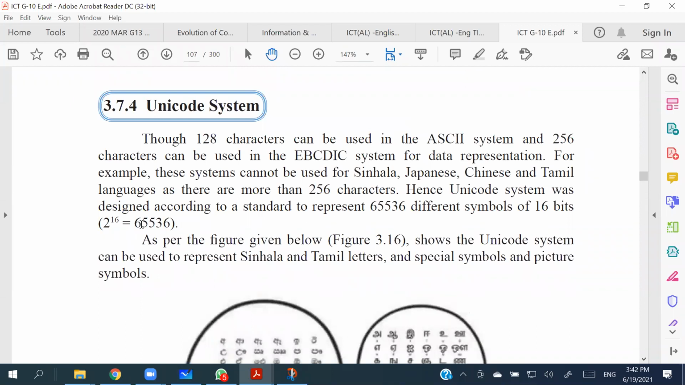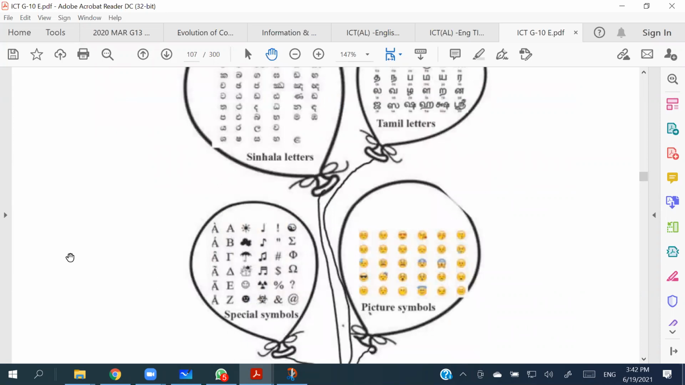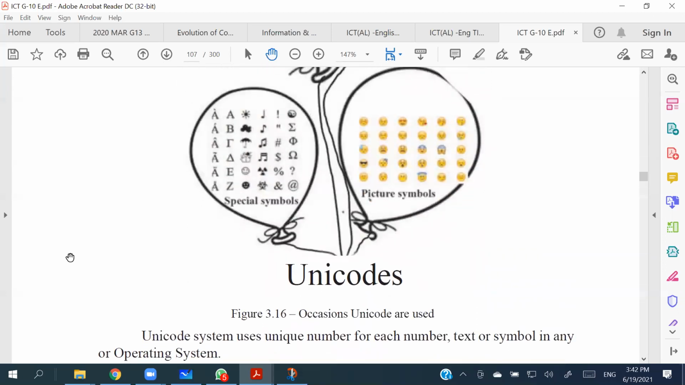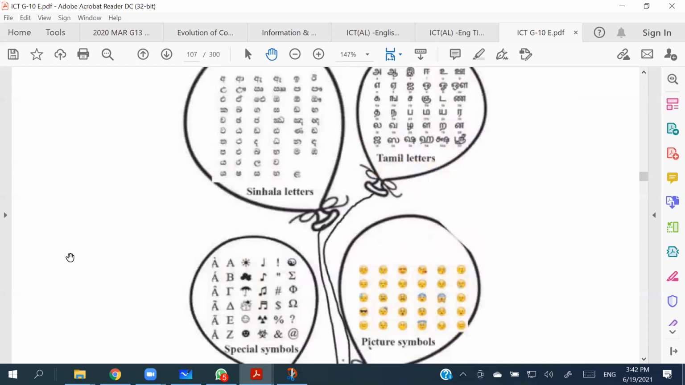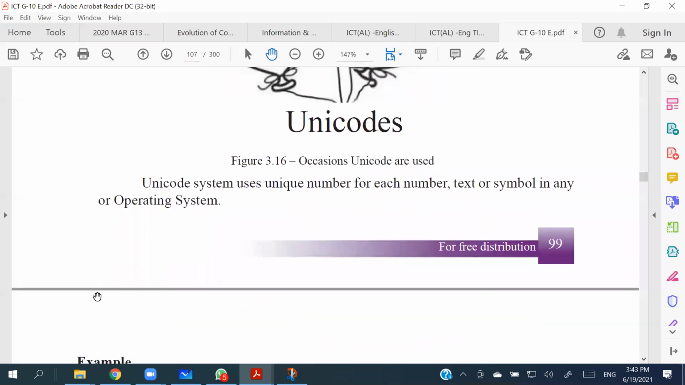So I told you it has the ability to represent 65,000 odd number of characters. And what are these characters? Here we go. These are the characters. We got Tamil letters, we got Sinhala letters, we got special symbols, emojis, English letters, Arabic letters, Chinese letters, there are many, right? And to represent each and every symbol that you can see here, it needs a different code or a unique code for each and every symbol. So just think about how many can be there. I think sometimes Unicode is not sufficient to show things now, so it is growing.